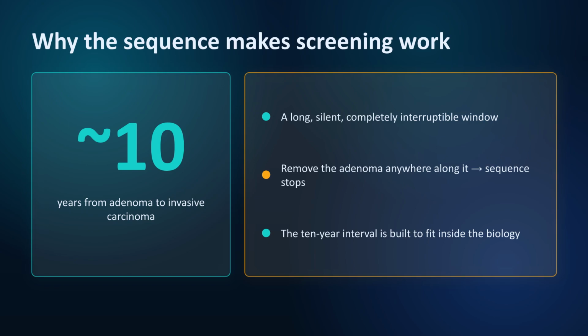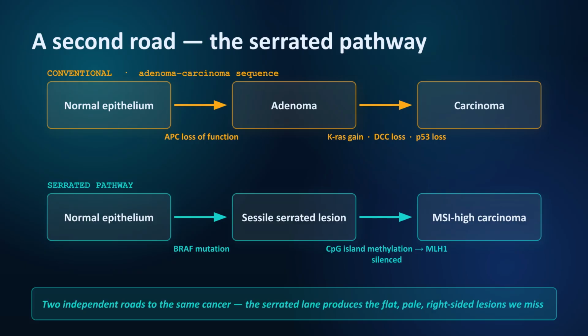So the 10-year screening interval is not an arbitrary number. It is deliberately built to fit inside the natural history of the disease. Shorter intervals are used when the biology runs faster. There is a second road to colorectal cancer, and it does not use APC at all. Follow the lower lane.